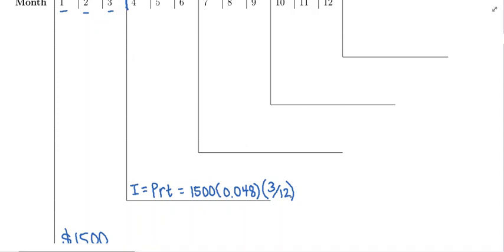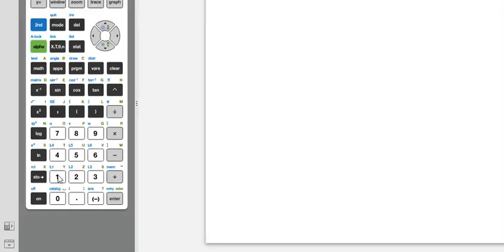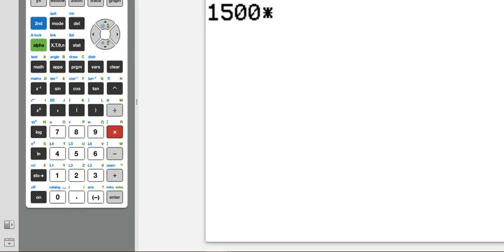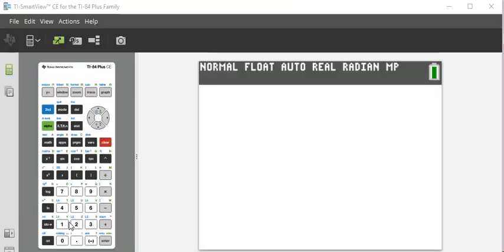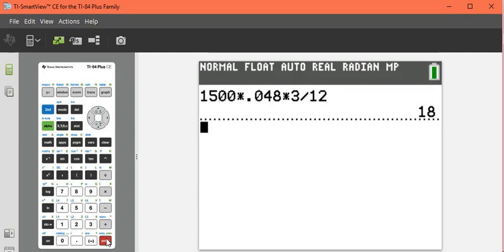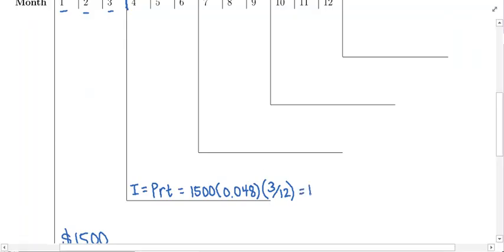So I'm going to go to my calculator. I'm going to punch this in to get the amount of interest. We're going to have $1,500 times the interest rate times the time. And if I hit enter, this is going to give me the amount of interest that I have earned over the first 3 months. So you can see it's $18.